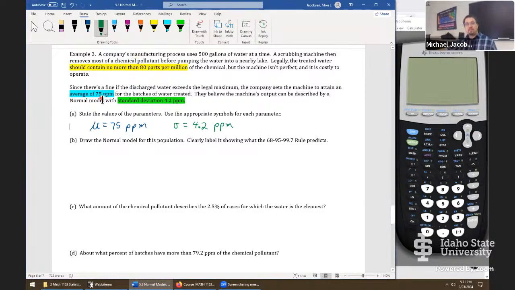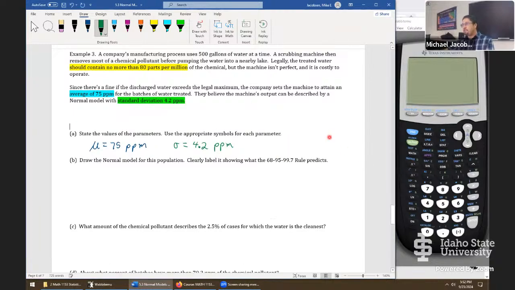So again, on paper, the company looks like it's doing a good job with the average set to 75, well below the requirement of 80. But now we're going to see what the situation really looks like when we bring in the population standard deviation. So think of this being like s, except s only describes the sample. This is describing the entire population of every single batch the company is going to release back into the lake. So that's our population.